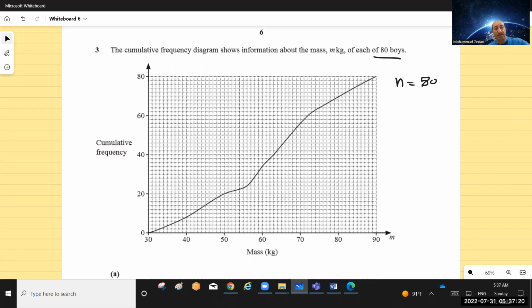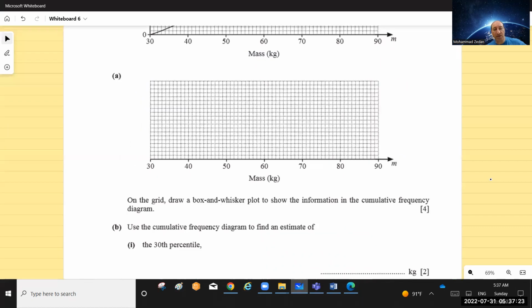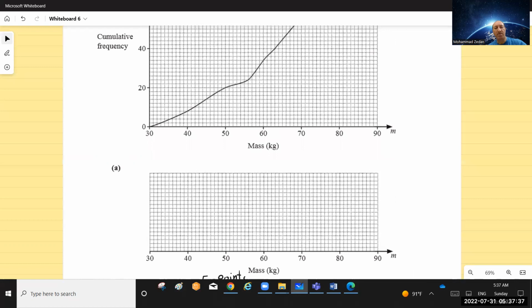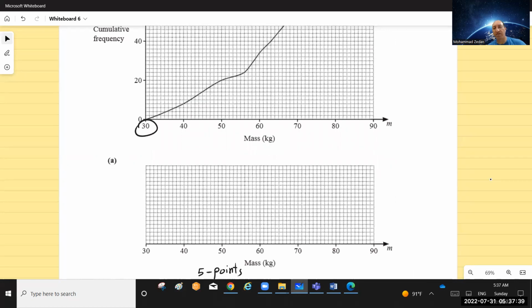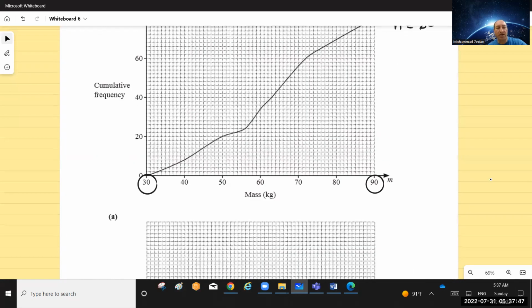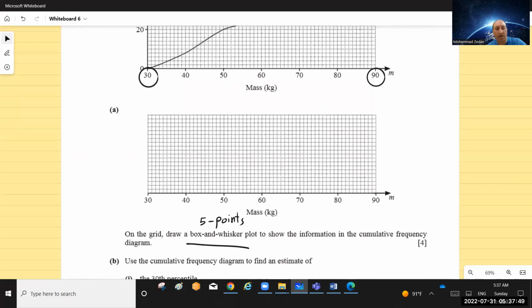The question is, on the grid, draw a box and whisker plot to show the information in the cumulative frequency diagram. A box and whisker plot is called the 5 points plot. The 5 points are the minimum number, here 30, and the maximum number, or the biggest number, which is 90. Go to the diagram and mark a point at 30 and a mark at 90.